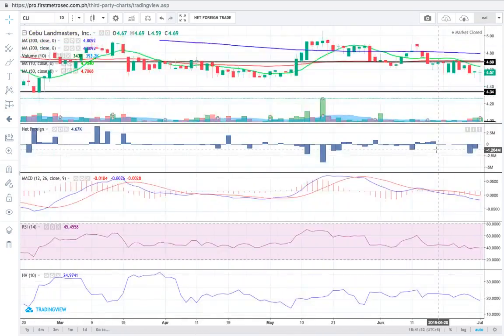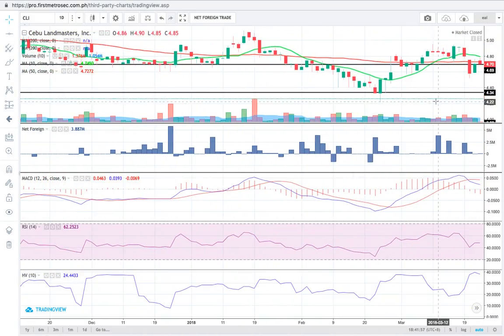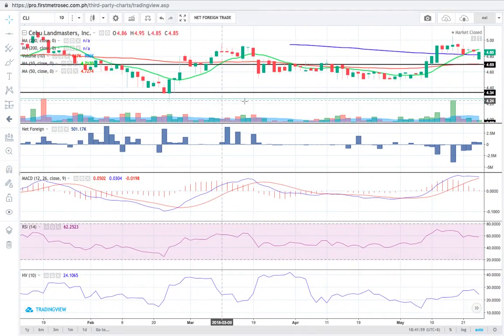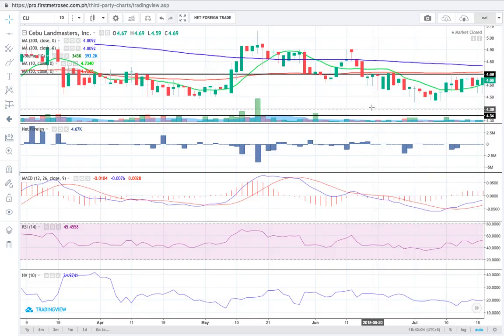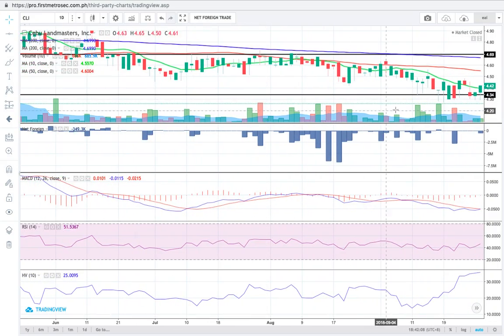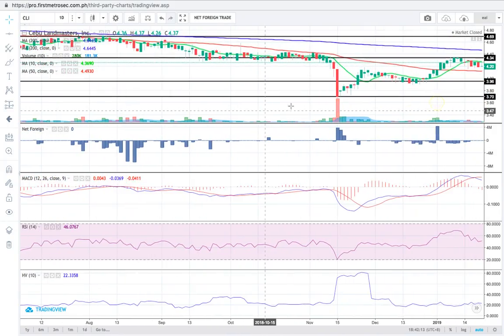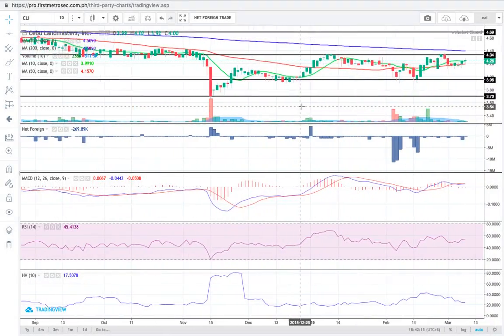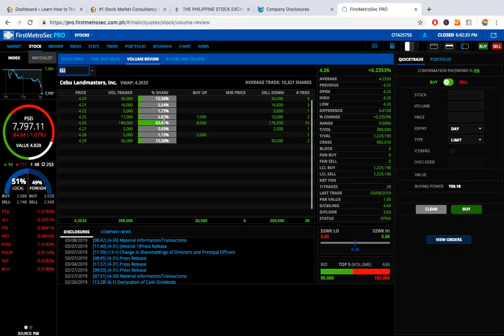Now I would like to show you some volume review for CLI, because for those of you who have a position on CLI, I'm sure you would like to know what's the range or what specific price points got the biggest volume and the highest number of trades. Are you guys checking on that? You should. You should know the price points that got the biggest volume and the highest number of trades. I'll show you that on the volume review tab of First Metrosec Pro.